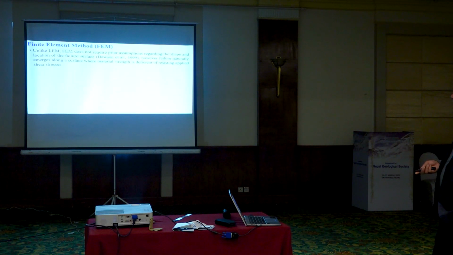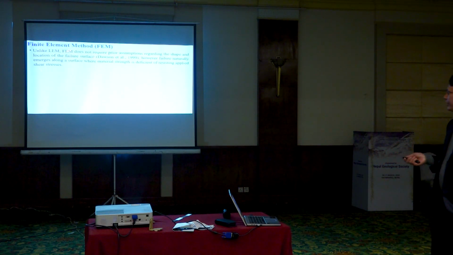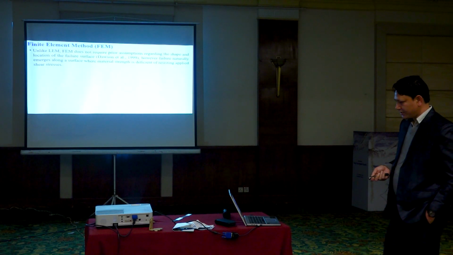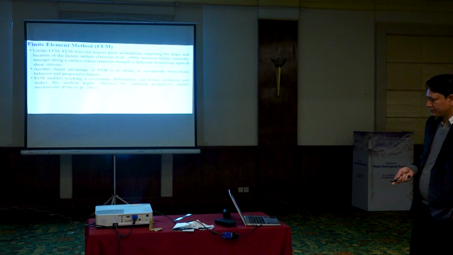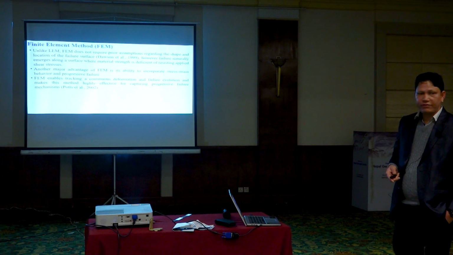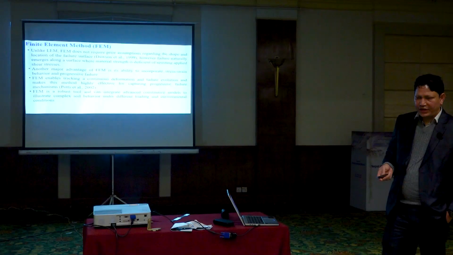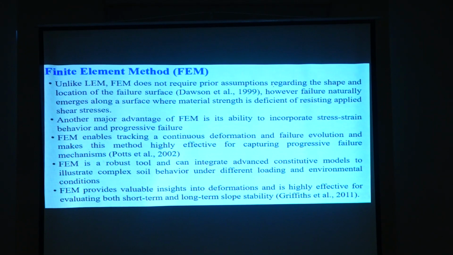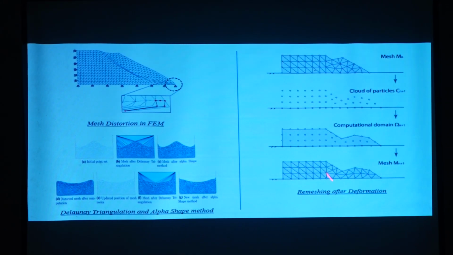And finally, the finite element method. Unlike the limit equilibrium methods, FEM doesn't require any prior assumption regarding the shape and location of the failure surface. Failure naturally emerges along a surface where the material strength is deficient in resisting the applied shear stresses. Another major advantage of FEM is its ability to incorporate shear strength behavior in progressive failure. FEM enables the tracking of continuous deformation and failure evolution, which makes this method highly effective for capturing the progressive failure mechanism. FEM is a very robust tool for soil behavior under different loading and environmental conditions. It provides valuable insight into deformation and is highly effective for evaluating the sliding mass. We can see at different times the deformation of the slope.